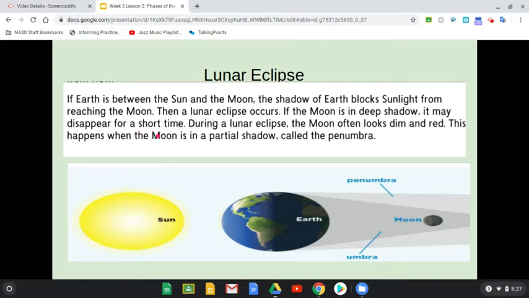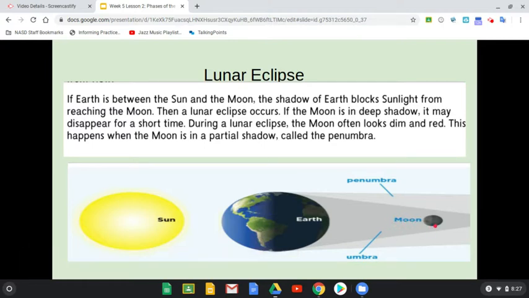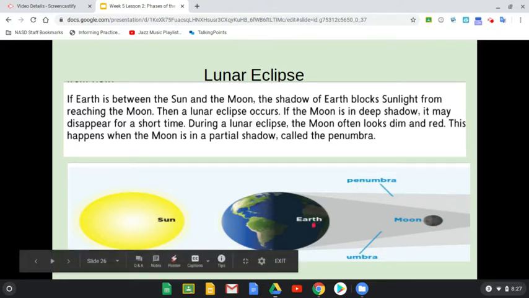This happens when the moon is in a partial shadow called the penumbra. So here is our diagram down below. Here you have the penumbra or the partial shadow where the moon is. And this happens for a short time as well, just like the solar eclipse. And the shadow of Earth is blocking the sunlight. And so this is when a lunar eclipse occurs.